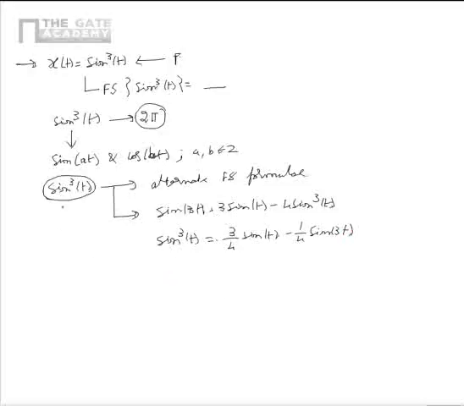From this we see that the alternate Fourier series expansion of sine cube of t by using the formula in trigonometry is 3 by 4 sine t minus 1 by 4 sine 3t. Please note that this is a valid Fourier series expansion because it contains the terms sine at and cos bt, where a comma b belong to Z.